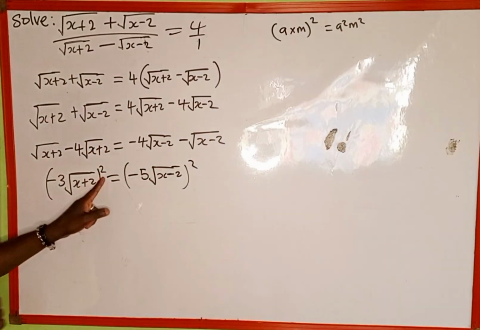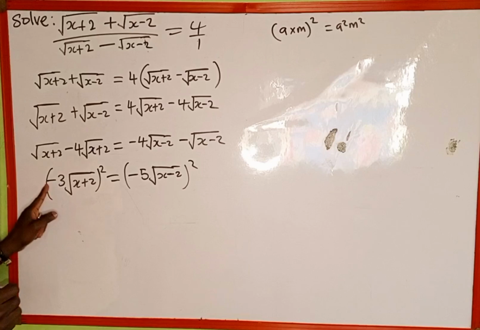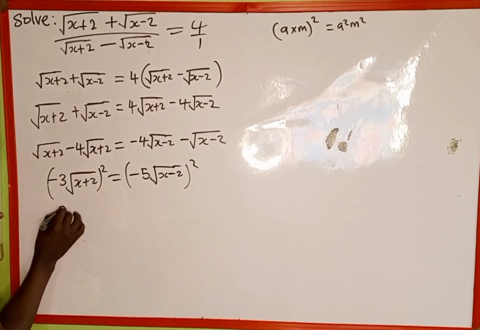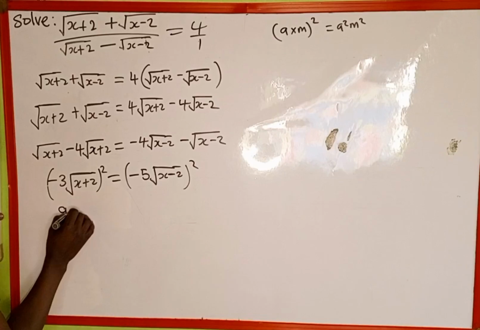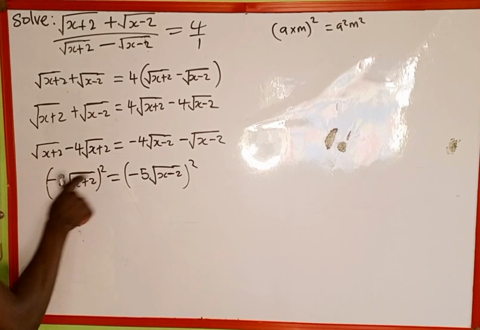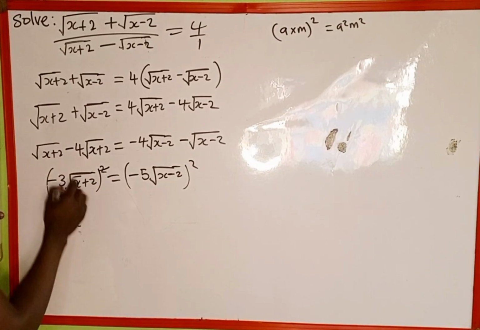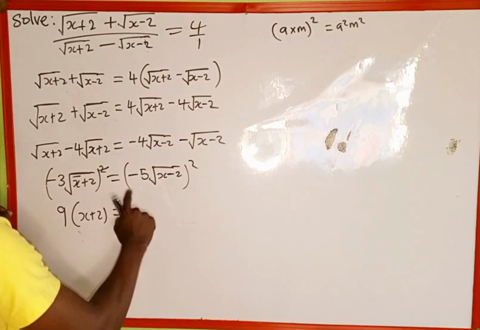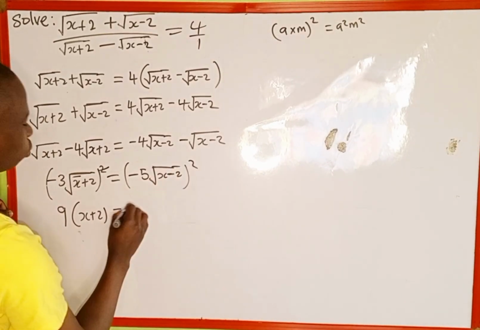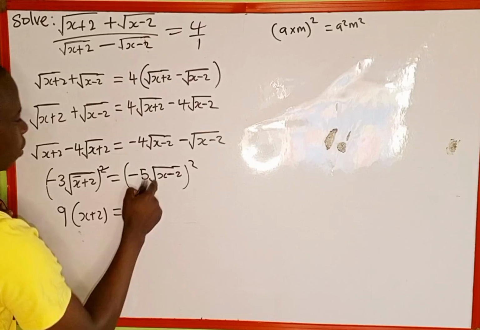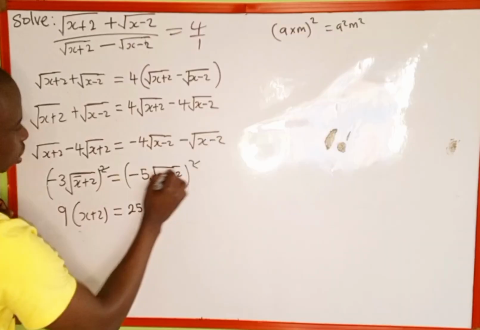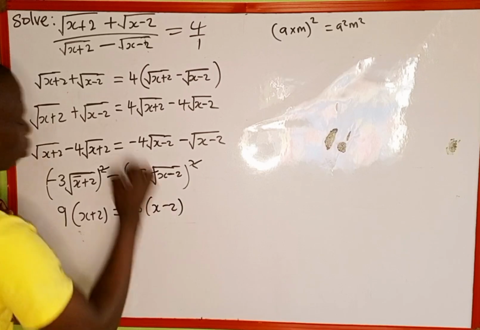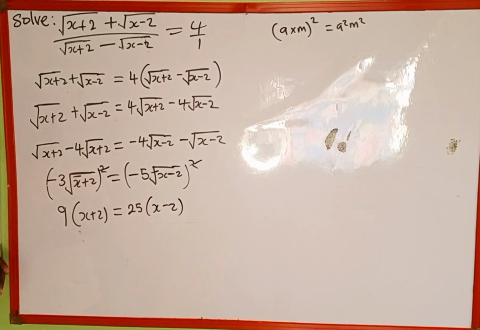So in this case, this square is going to affect negative 3. Negative 3 squared, meaning negative 3 multiplied by negative 3, we are going to get positive 9. Then multiplied by, the square is going to cancel the square root. Then we are left with x plus 2, which is going to be equal to, we do the same thing. Negative 5 squared is going to give us positive 25. Then the square is going to cancel the square root. We are left with x minus 2.